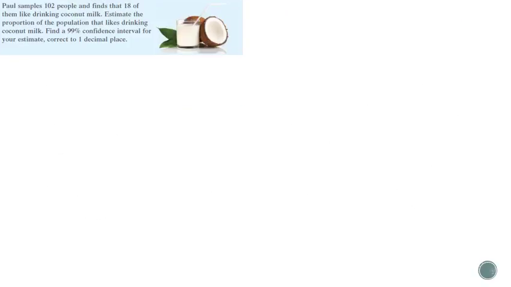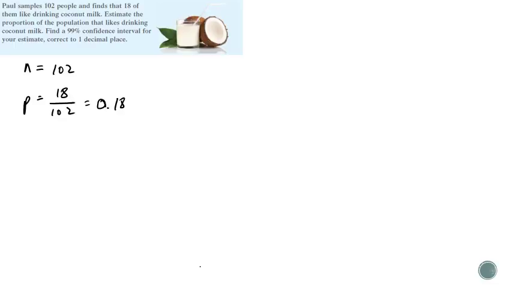Okay, Paul samples 102 people and finds that 18 of them like drinking coconut milk. Estimate the proportion of the population that likes drinking coconut milk. So we have the total sample 102, probability of success 18 over 102, which is then 0.18.